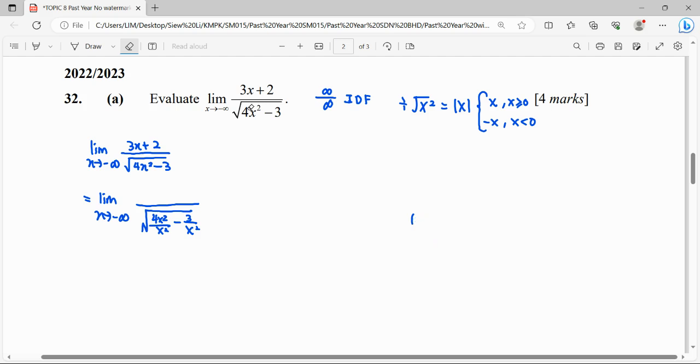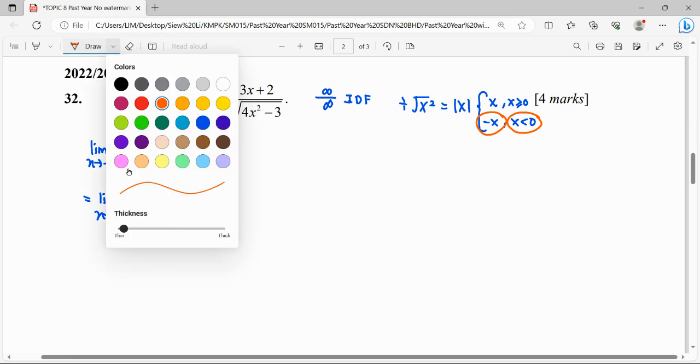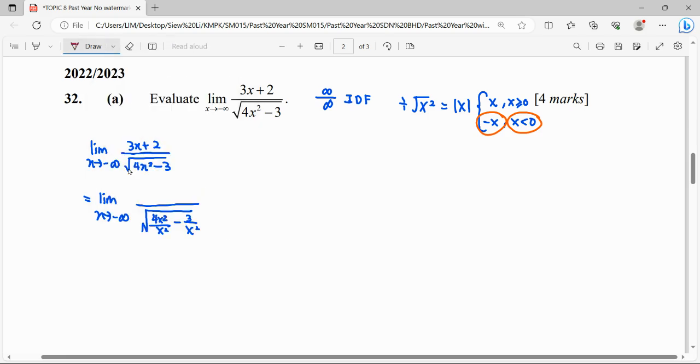Meanwhile, for the numerator part, where we don't have any surd function, we have to refer to the simplest form when x approaches negative infinity. So it will mean x is less than 0, so we are using negative x. So negative we can factorize out: 3x over x plus 2 over x.